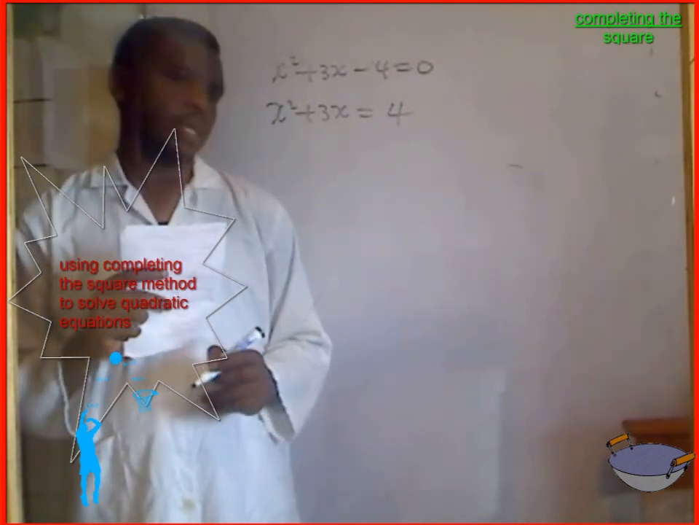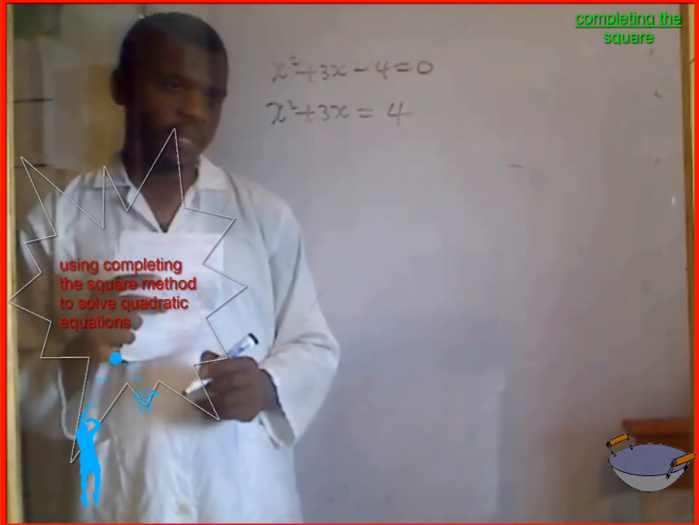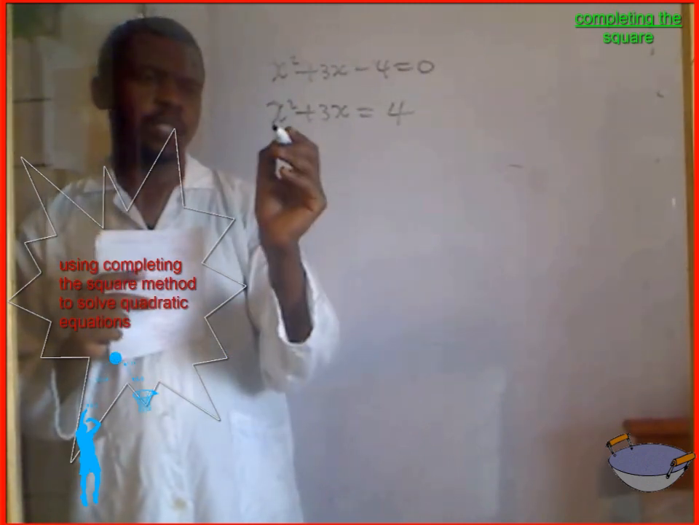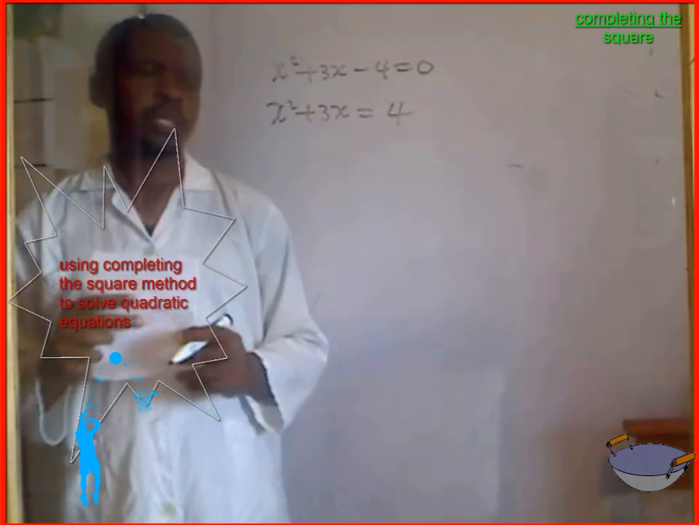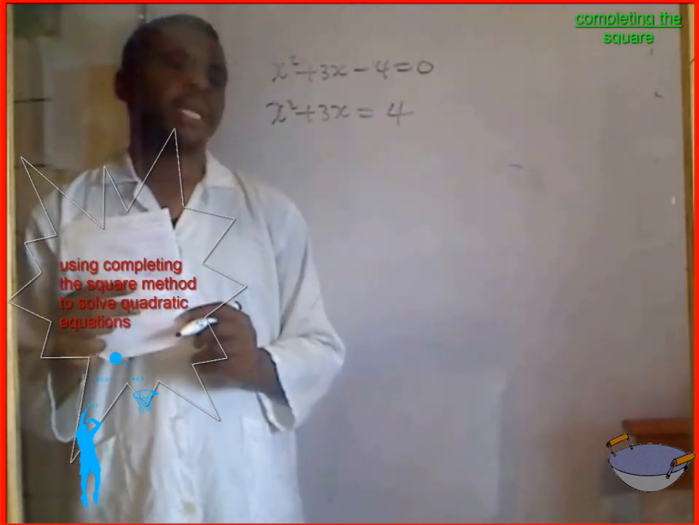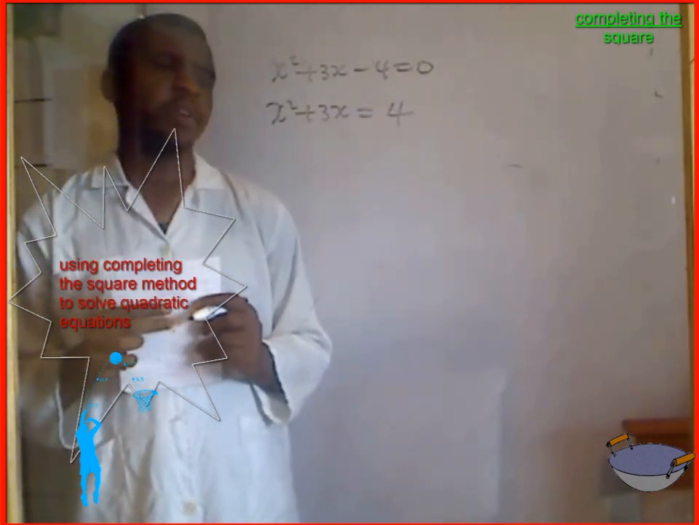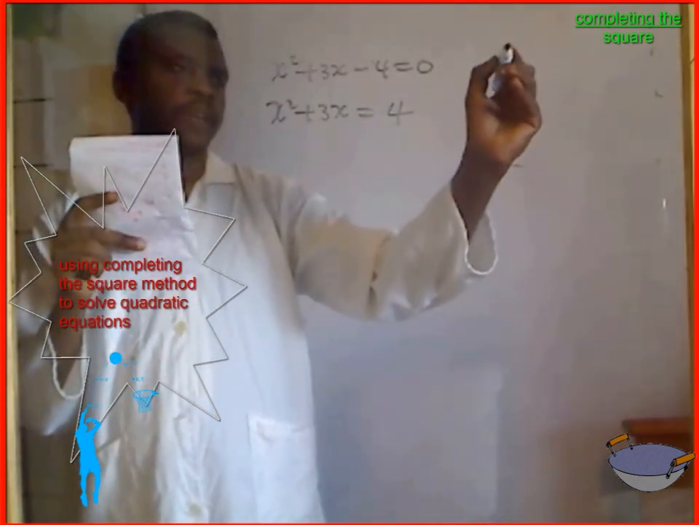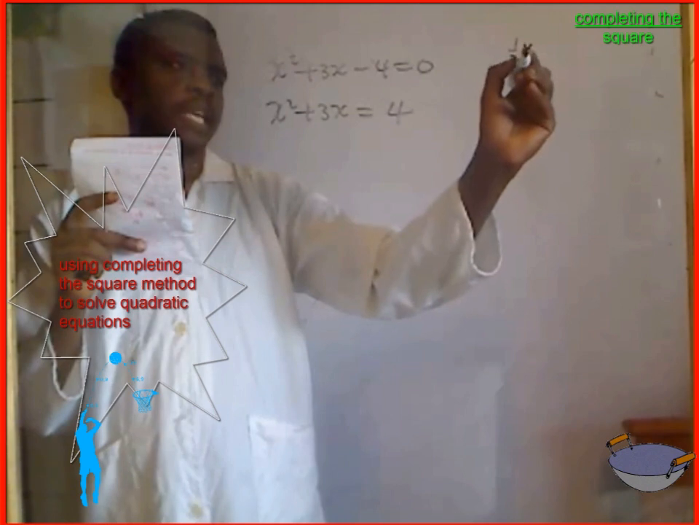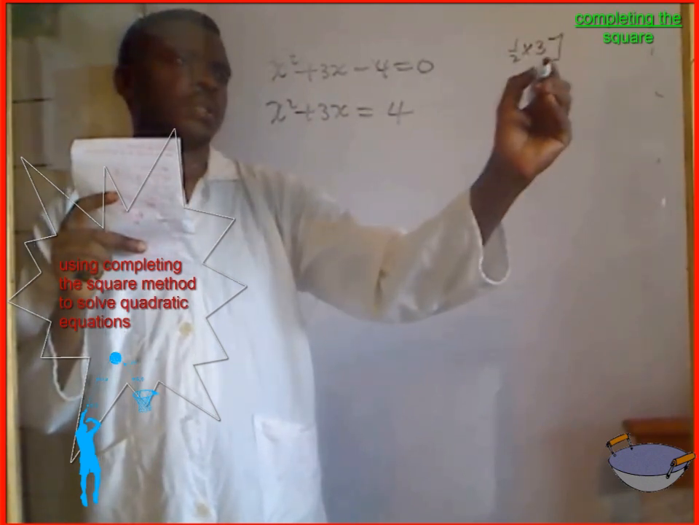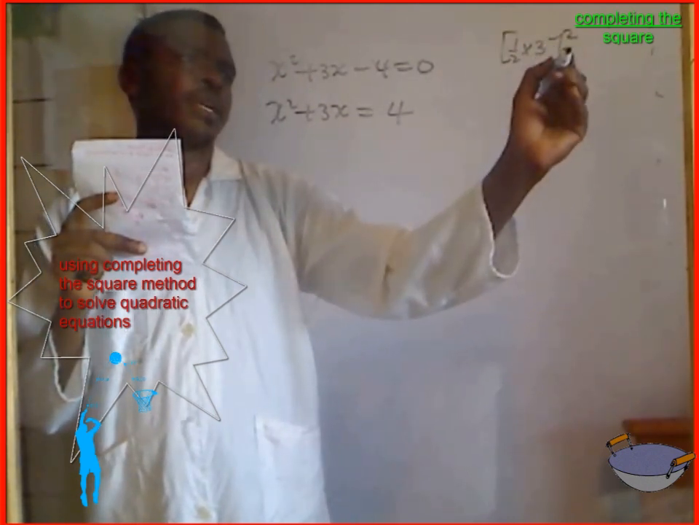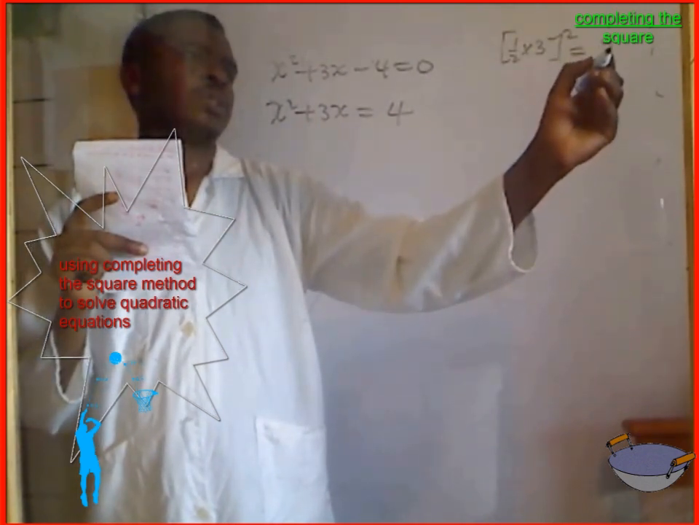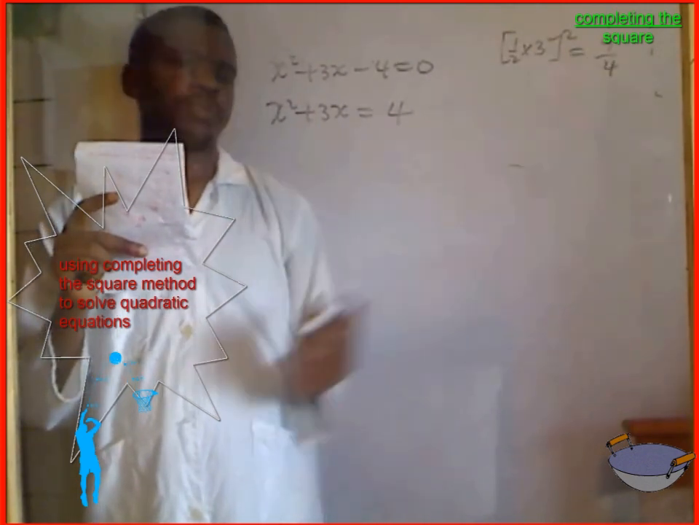Now the next step is to divide all through by the coefficient of x squared. The coefficient here is 1, so doing that will not change anything. What do I do next? I then add half the coefficient of x on both sides of the equation. What is half the coefficient of x? So this is half times 3, all squared. What will that give us? That will give us 9 all over 4.